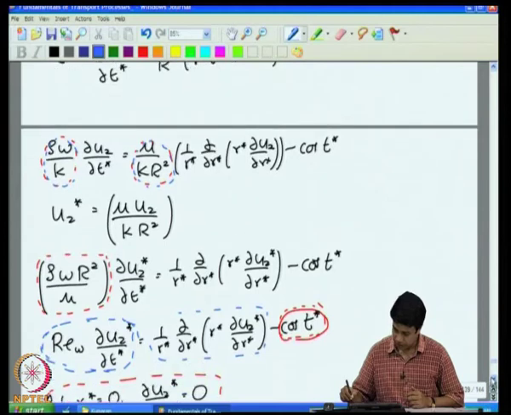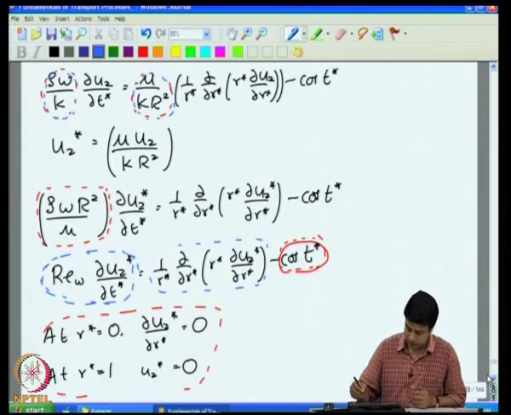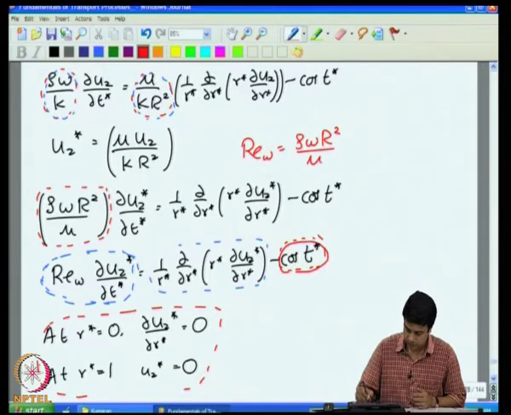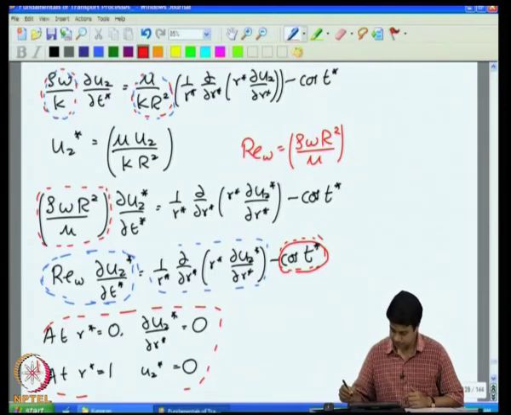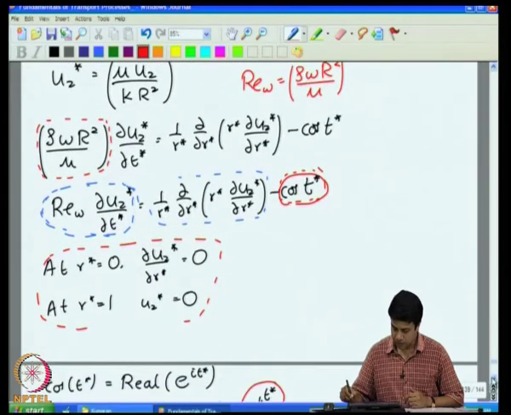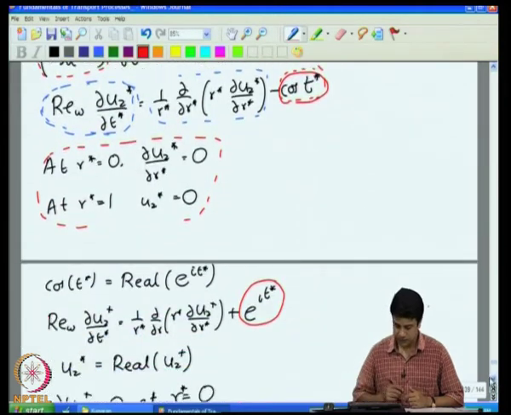And out comes a Reynolds number, Re omega, which is equal to rho omega R square by mu. Which is the ratio of the inertial term, the unsteady term, and the viscous term, the term due to viscous diffusion of momentum. And we got an equation for the velocity field in terms of Re omega, and there was an inhomogeneous term cos of t. And the boundary conditions turn out to be homogeneous once again. And we solved this equation subject to boundary conditions.